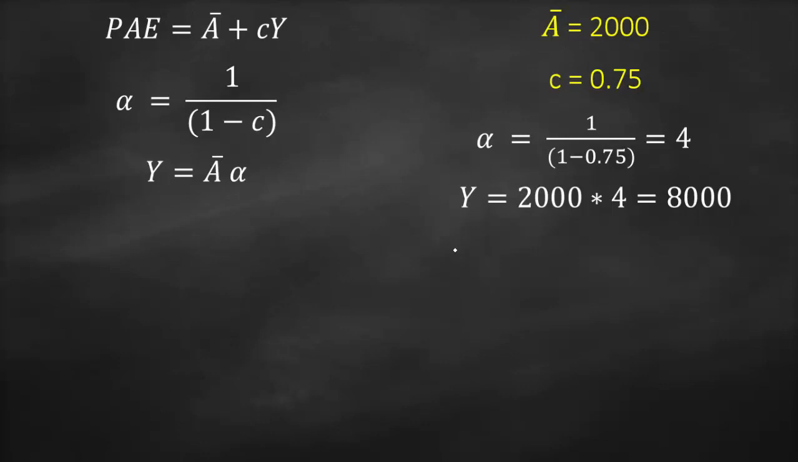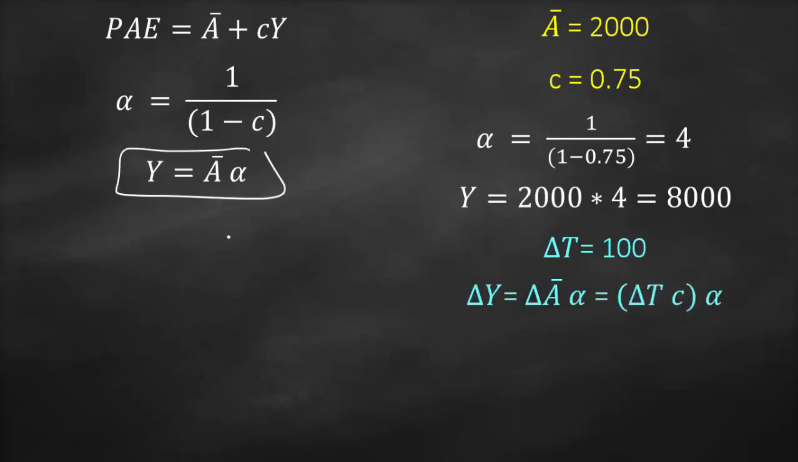Let's check it. Now, I would say that we have a reduction in taxes by 100 billion. Therefore, what will be our change in output from our formula here? I will get a change in A bar multiplied by the multiplier. So I know that when we decrease taxes by 100, it means that our disposable income will increase by 100, but we're not going to spend the whole 100.